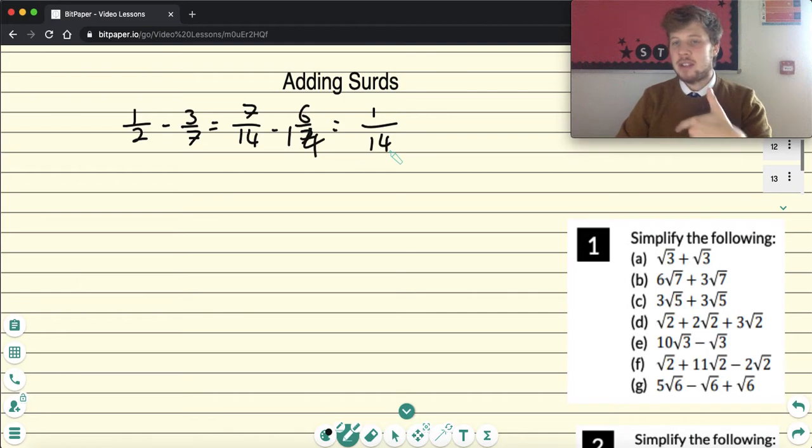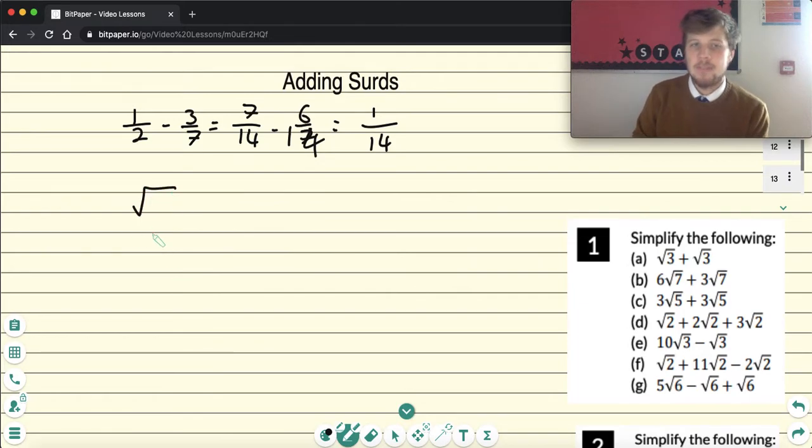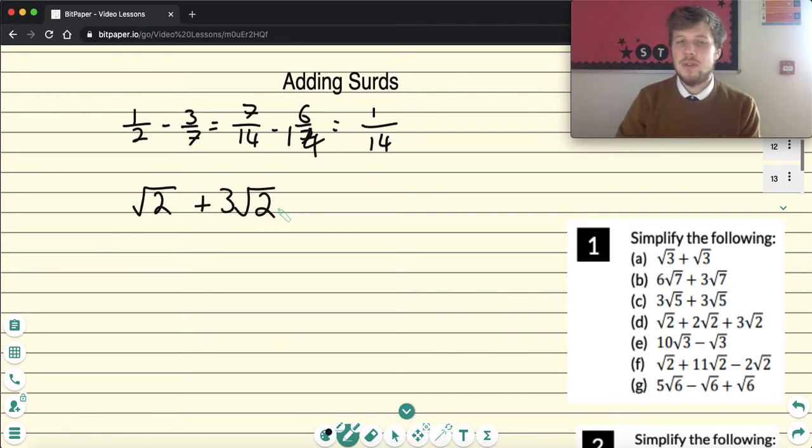Now we need to remember that surds, again, are just numbers. They are bound by this sign, which is called a radical, that sign here. And sometimes we are asked to simplify them. So I'm going to give you an example of root 2 plus 3 root 2. It's useful to know that root 2 is just a value. So the way I'd read this is 1 lot of root 2 plus 3 lots of root 2.